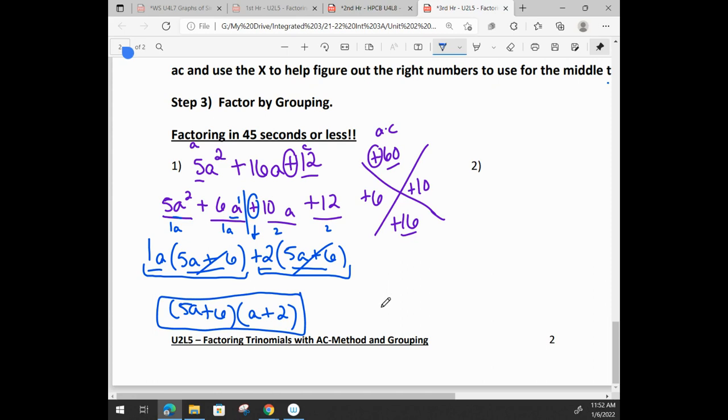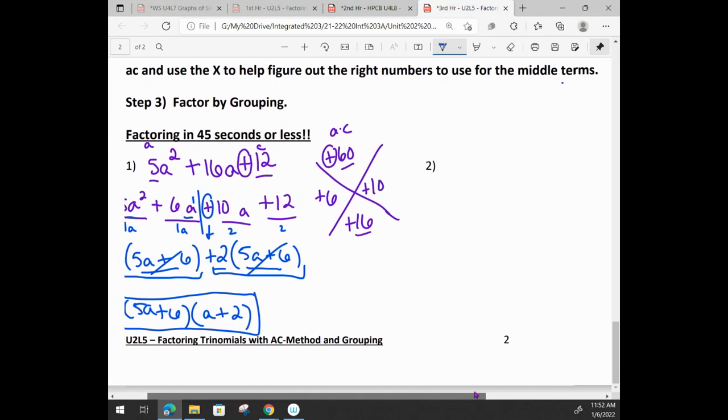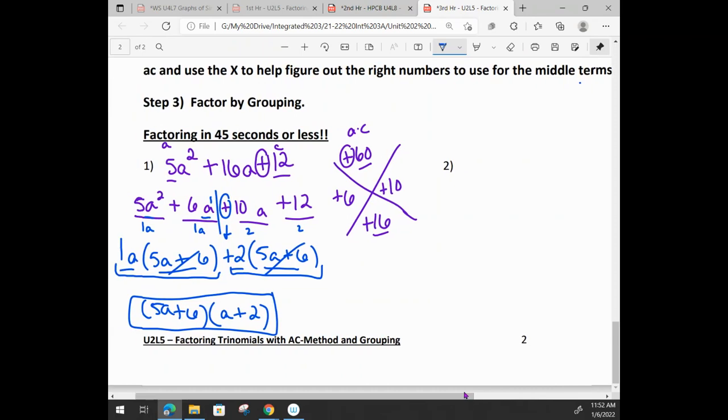All right, so about half of you did pretty well on that. Got it within probably a minute or two. Good job. The others just keep working at it. You got part of it. It just takes practice.